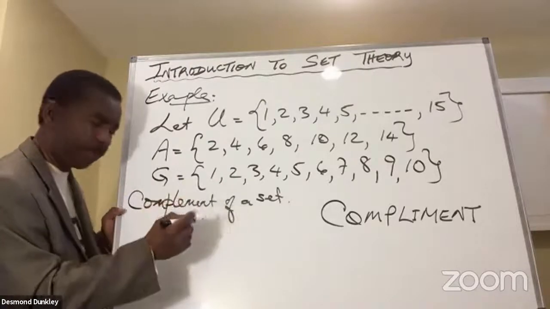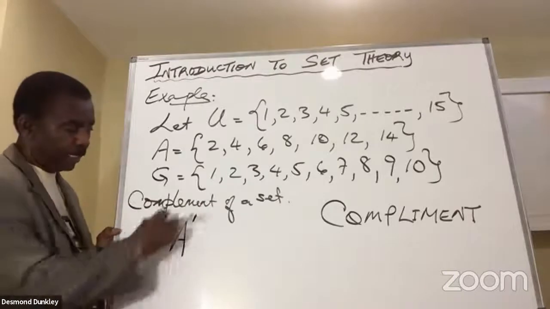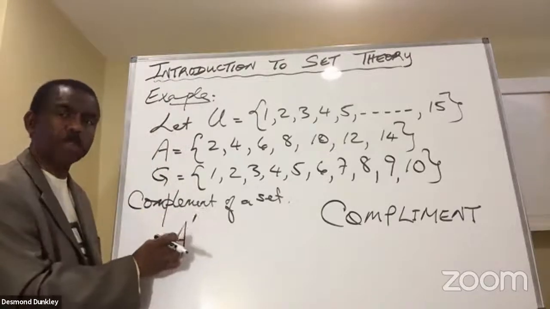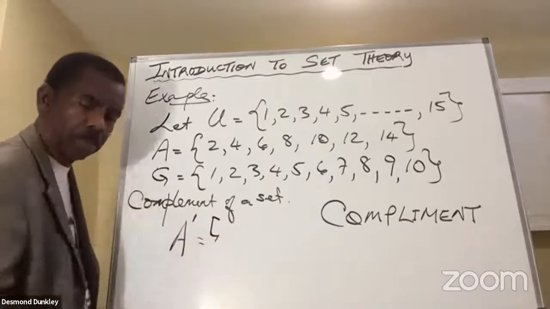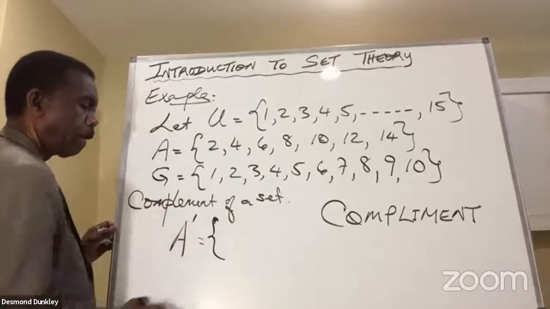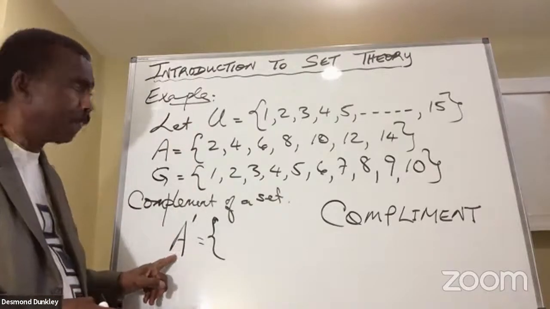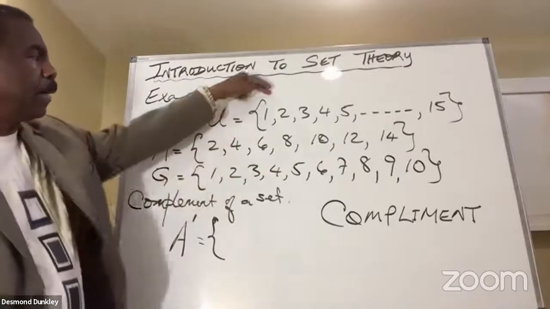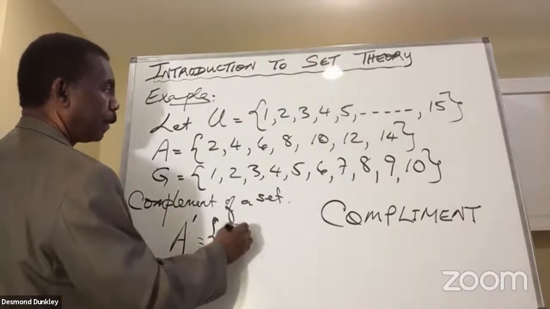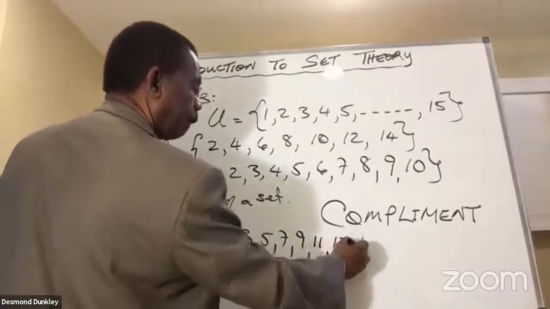for example, if I ask you for the complement of A, you have A, that's the original set. A complement is A with a superscript, a dash, a stroke, as a superscript. It is equal to the set of all items that are in the universal set, but not in A. So whatever is here, but not here, would be in A complement. So in this case, the answer would be 1, 3, 5, 7, 9, 11, 13, 15.